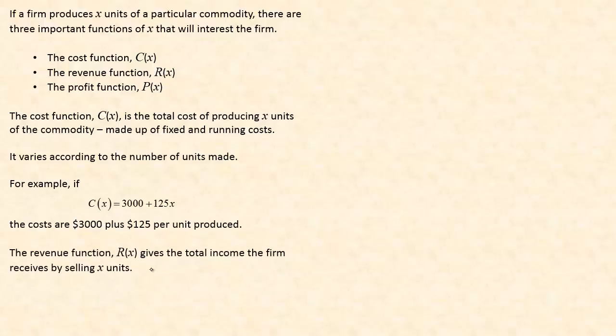The revenue function gives the total income the firm receives by selling X units. This is found by multiplying the price per unit by the number of units sold. Now often the price per unit may be a fixed number, such as $200 per unit.